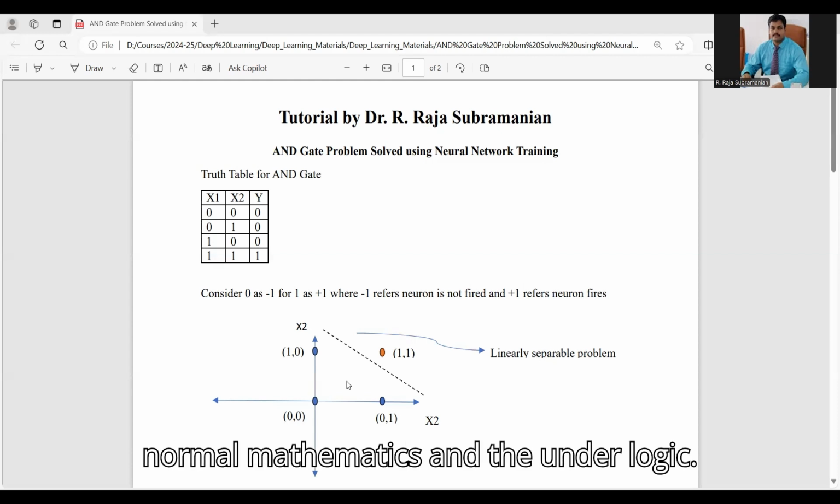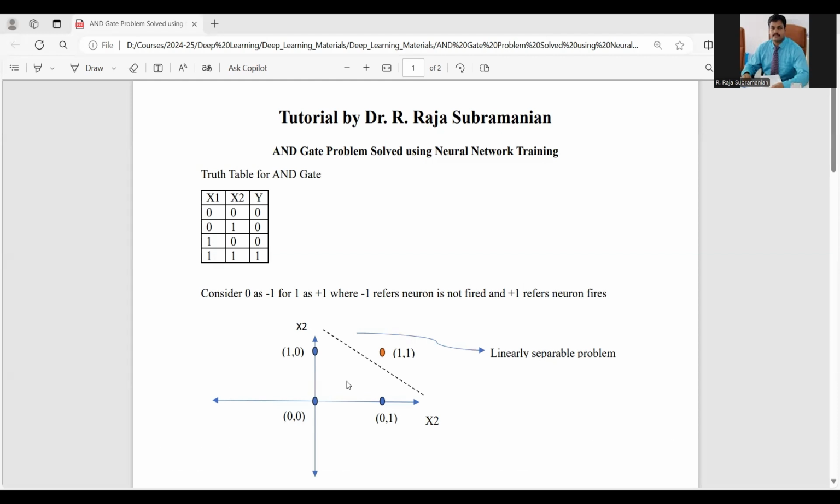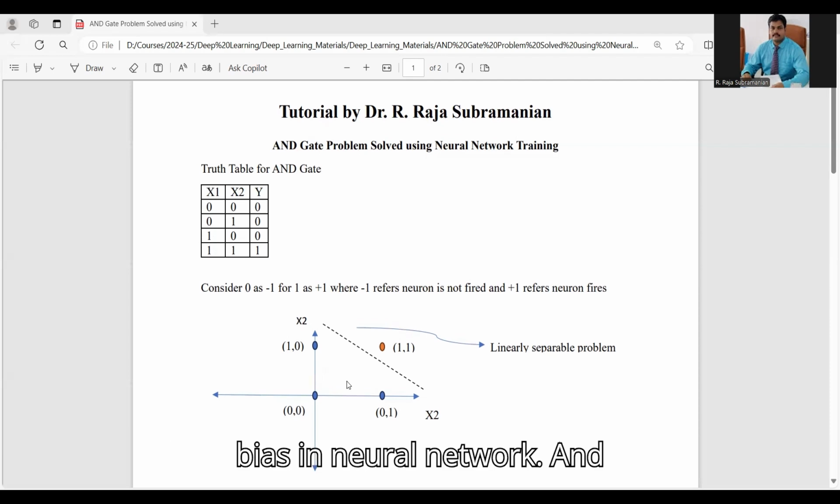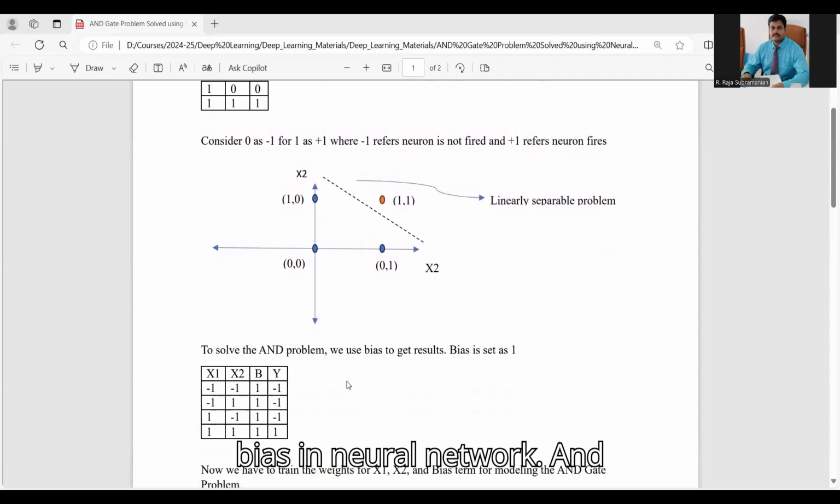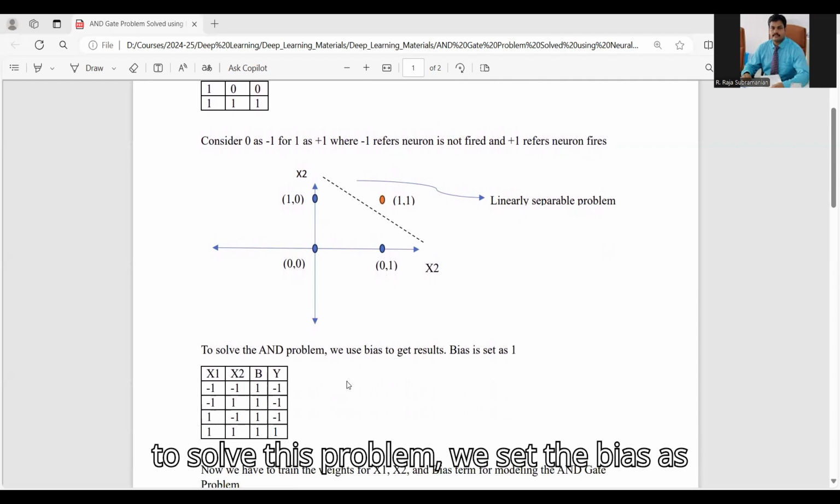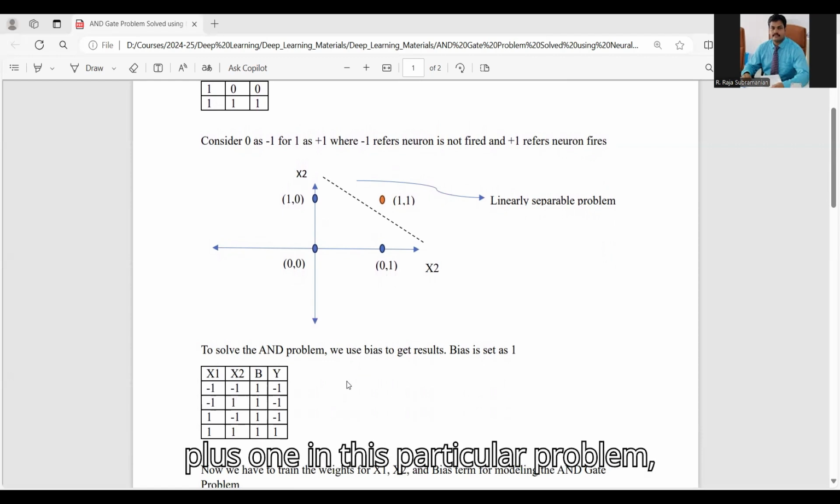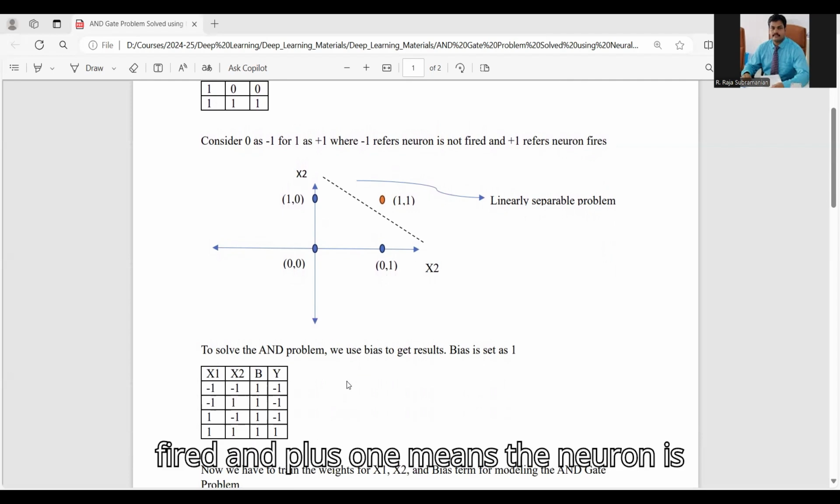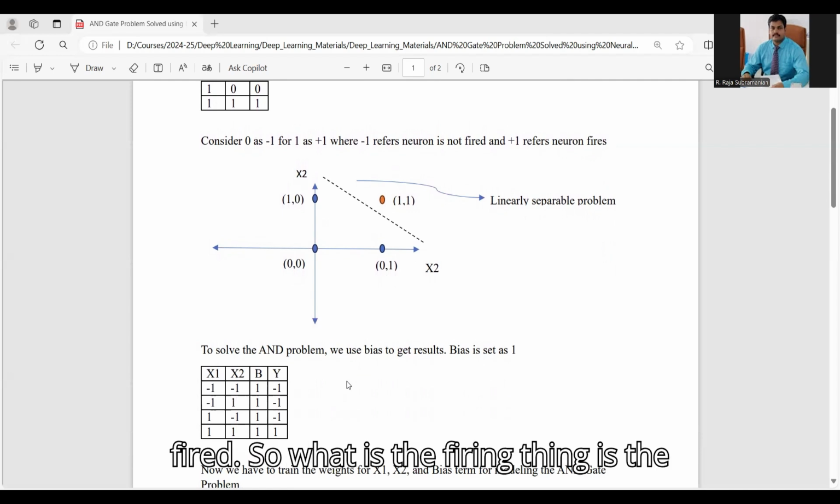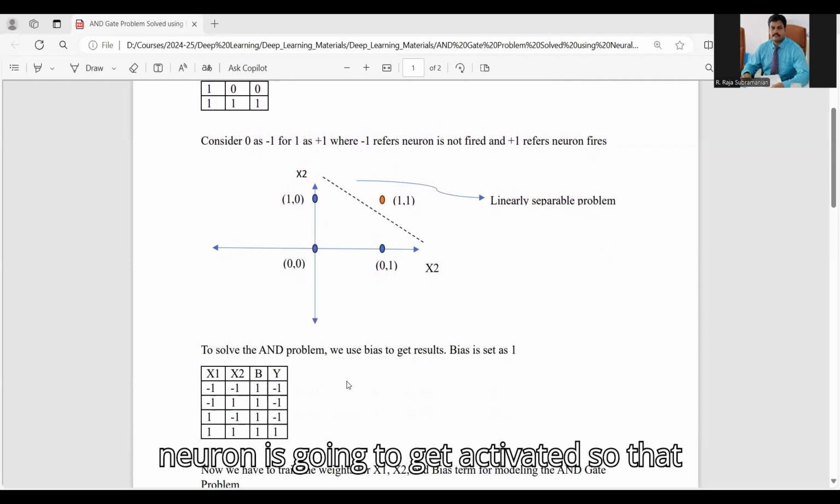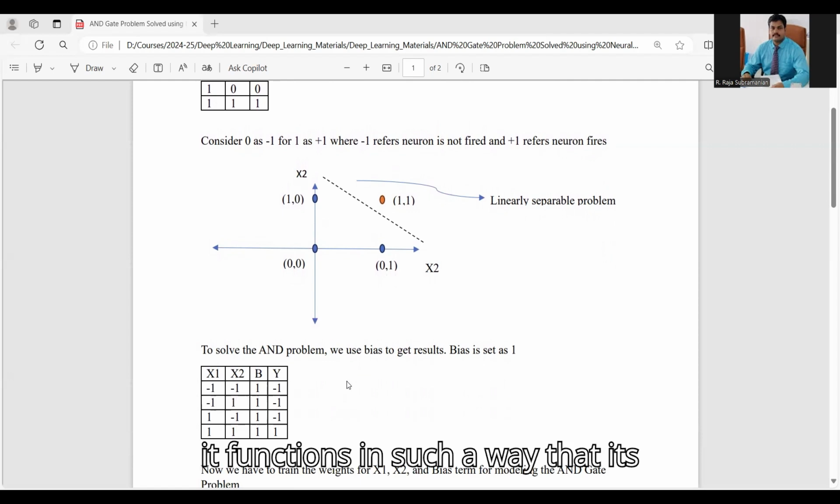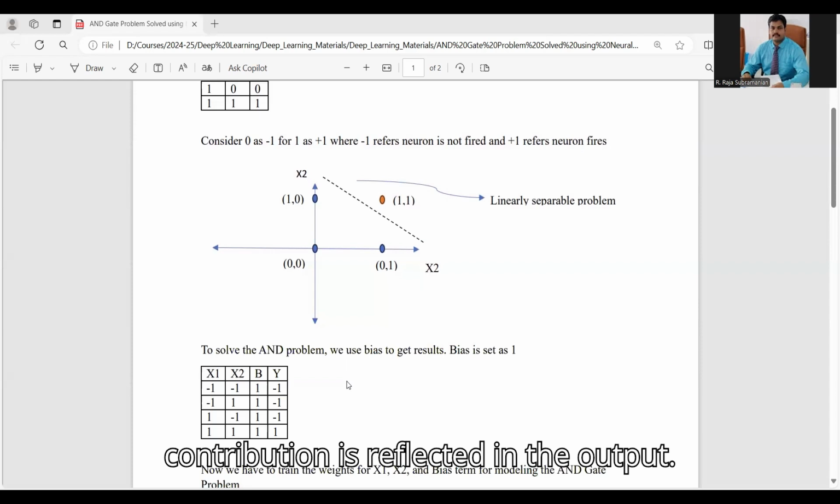But there is a small condition that there should be a difference between normal mathematics and the AND logic. So for that, we use something called bias in a neural network. And to solve this problem, we set the bias as 1, and we also assume that 0 is called minus 1 and 1 is called plus 1 in this particular problem, where minus 1 means a neuron is not fired and plus 1 means the neuron is fired. So what is firing? The neuron gets activated so that it functions in such a way that its contribution is reflected in the output.